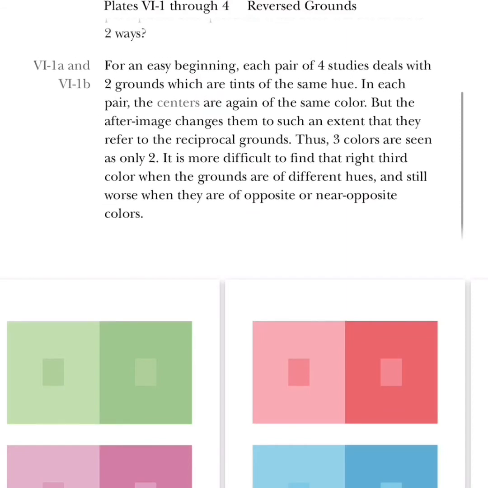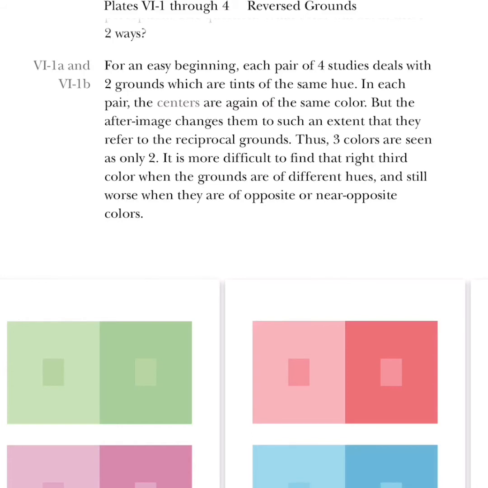For an easy beginning, each pair of four studies deals with two grounds which are tints of the same hue, their lighter values. In each pair, the centers are again of the same color, the same hue, the same color, but the after image changes them to such an extent that they refer to the reciprocal grounds. Thus, three colors are seen as only two. It is more difficult to find that right third color when the grounds are of different hues, and still worse when they are of opposite or near opposite colors.